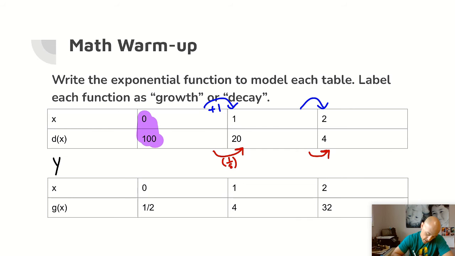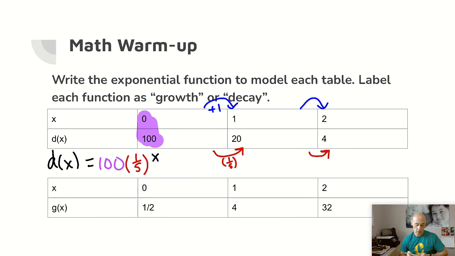So we have d of x, excuse me, there I see the d of x. D of x is equal to the 100 times the 1/5 to the x power. And that's our equation.